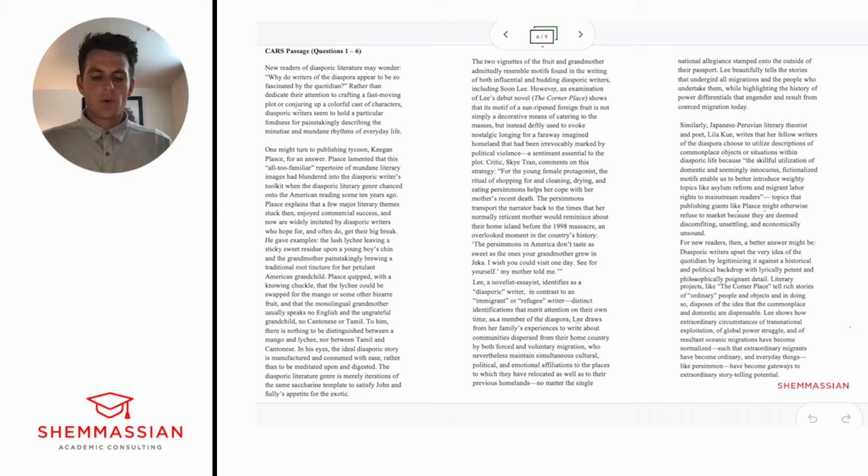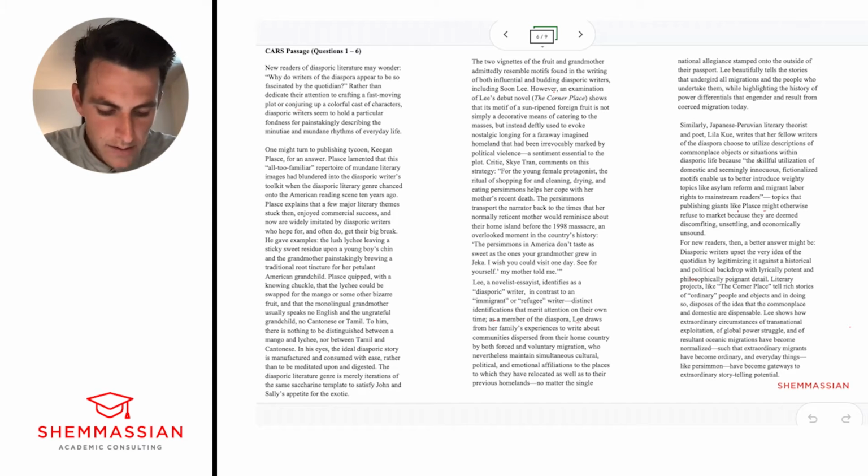New readers of diasporic literature may wonder, why do writers of the diaspora appear to be so fascinated by the quotidian? Rather than dedicate their attention to crafting a fast-moving plot or conjuring up a colorful cast of characters, diasporic writers seem to hold a particular fondness for painstakingly describing the minutiae and mundane rhythms of everyday life.